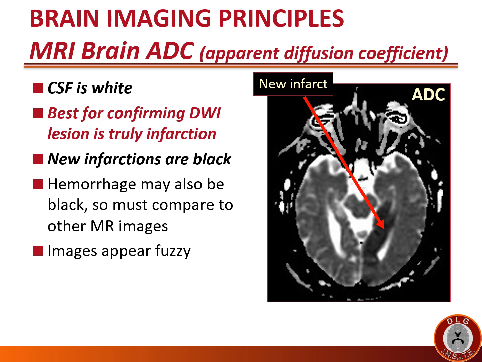ADC, standing for apparent diffusion coefficient, is another type of MRI brain image. On MRI brain ADC, CSF is white, and ADC is best for confirming DWI lesions are truly infarctions. New infarctions are black on an ADC. The problem is that hemorrhage may also be black, so you must compare the ADC to other MR images. And like the DWI, the images are a bit fuzzy. This is an ADC image from another patient, not patient X, showing a temporal infarction being black on the ADC.